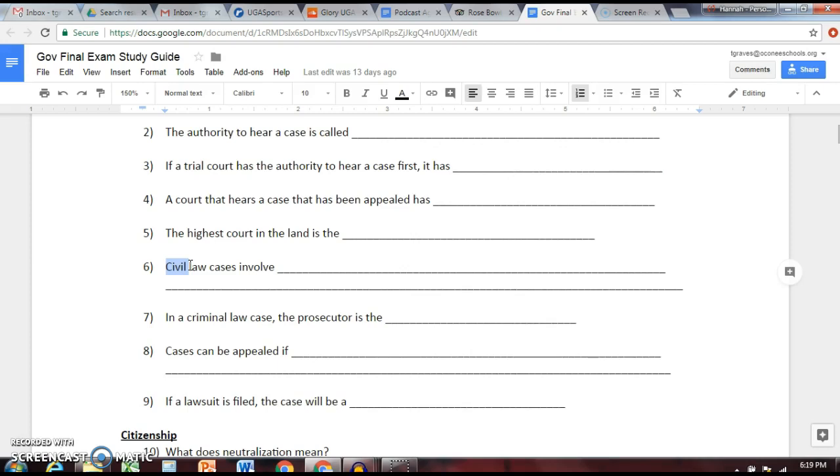What I talked about in class is if my neighbor's tree falls on my car during a storm, I think they need to pay for it. They don't think they should have to pay for it because it's my car. We have a disagreement, right? So that's a civil case. No crime was committed, but we have a disagreement.